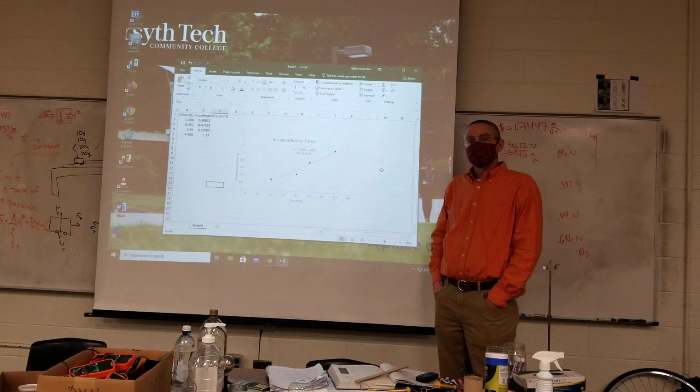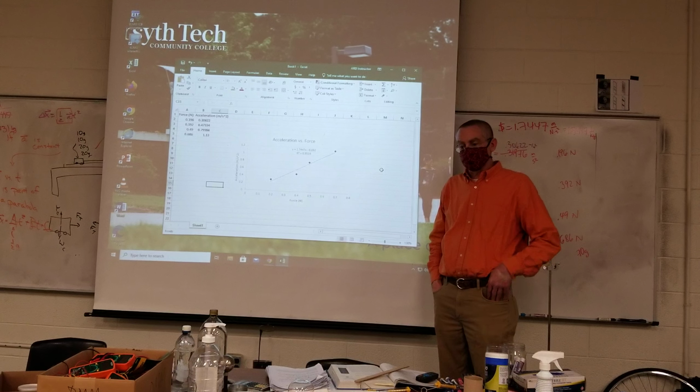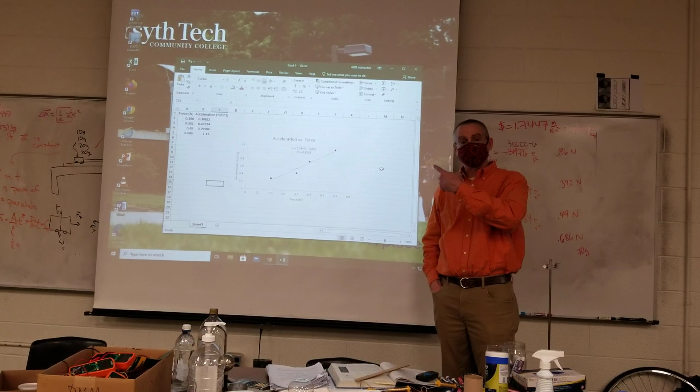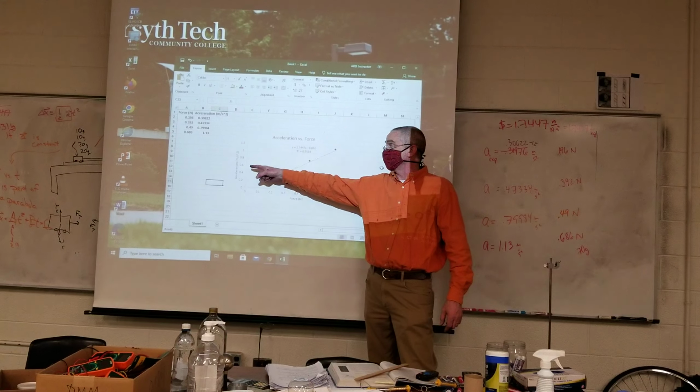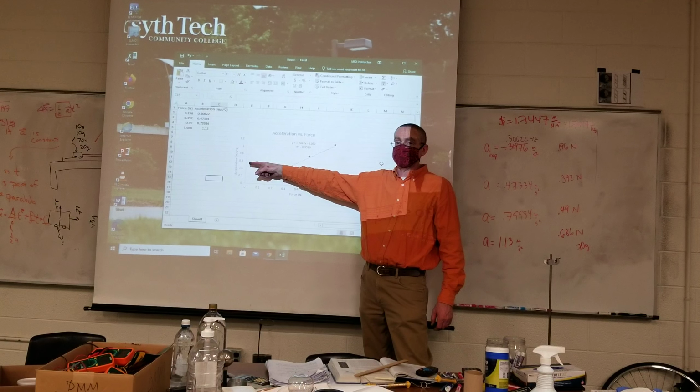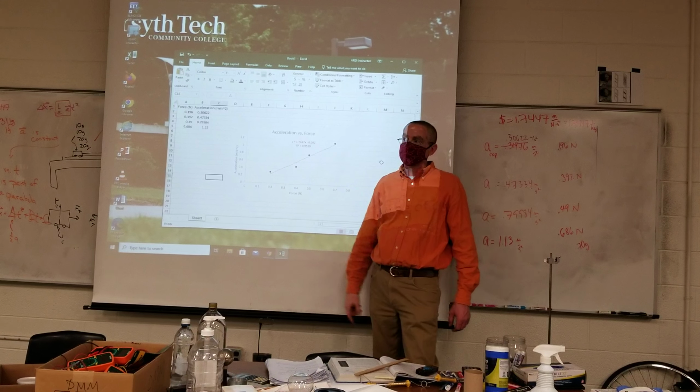Wait, why is it bad to divide the force by the total mass? Because now your experimental acceleration is based upon theory. We're testing to see if the theory is true or not. So that's why we have an experimental force and an experimental acceleration. I don't want to use theory to predict that the theory is true. Okay.